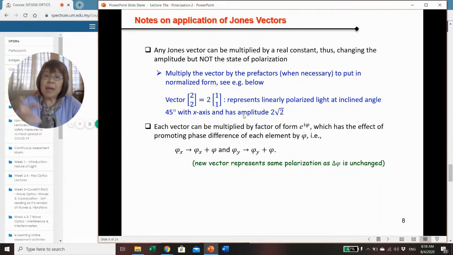And if you multiply each vector by exponential i phi, which means you introduce a phase in the two elements, so phi x becomes phi x plus phi, and phi y becomes phi y plus phi, this new vector will still represent the same polarization. Why? Because the phase difference between the two elements will still be the same.